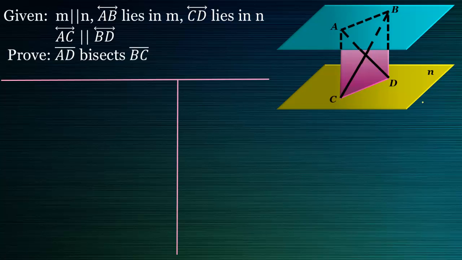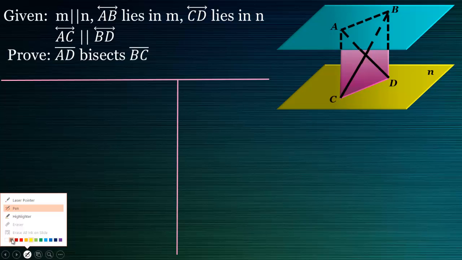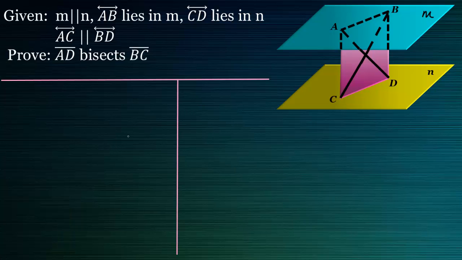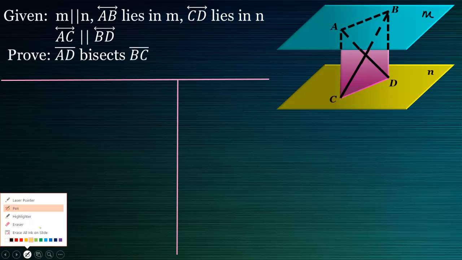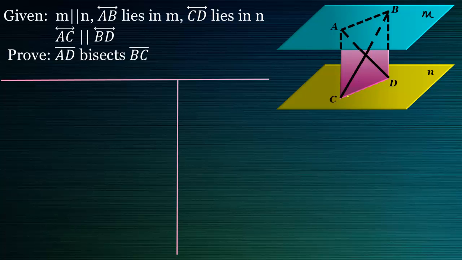So we're given that plane M, which does not seem to be marked, so let's fix that. Plane M is parallel to plane N. Line AB lies in M. Line CD lies in N. And line AC, so this line right here basically, is parallel to line BD. We need to prove that AD bisects BC. How do we do that? Good question. Glad you asked.